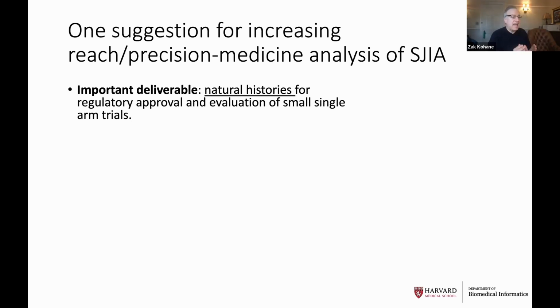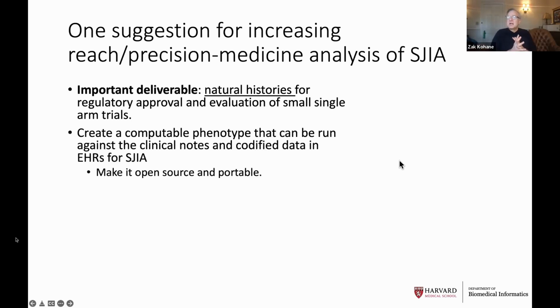We can do a lot better than that by going across the major health establishments taking care of SGIA kids, using the electronic health record to find the trajectory, just as I tried to show you that we were able to do for autism. By creating, here's the term of art, a computable phenotype that can be run against clinical notes, that's important, and the codified data, so both the labs and diagnoses, but also what's in the notes, because we found that to be much more reproducible than some of the billing codes. Make it open source and portable, so you're making it for the world.